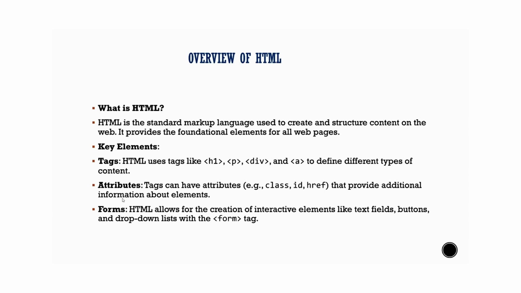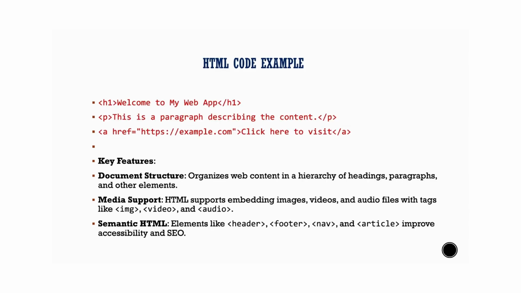Attributes. Tags can have attributes that provide additional information. Forms. HTML supports the creation of forms for user input. You can create input fields, buttons, and other interactive elements. HTML forms are critical for applications that require user data, such as registration or feedback forms. This slide presents an example of HTML code.